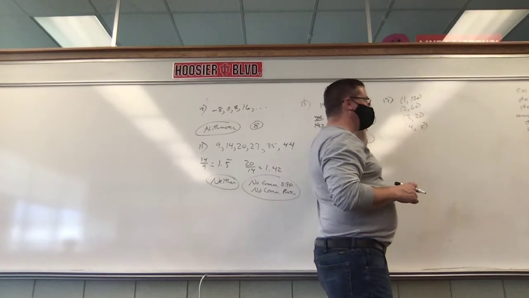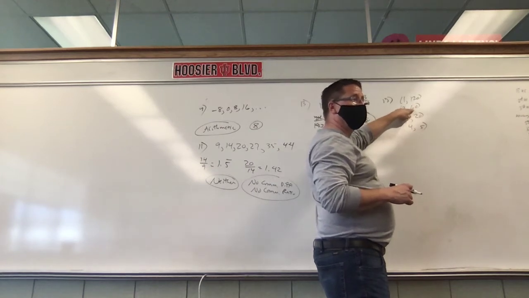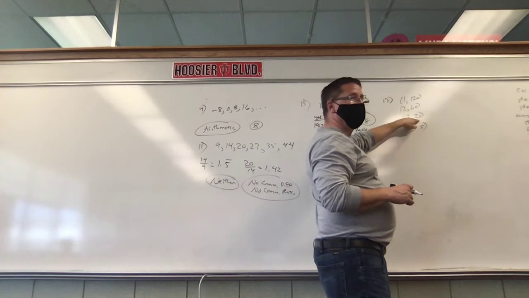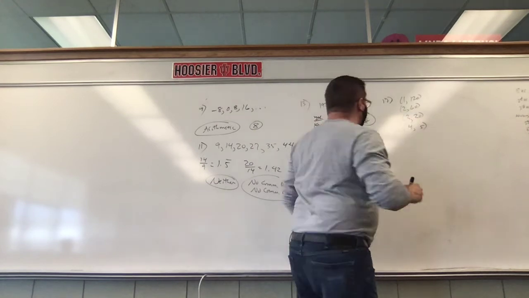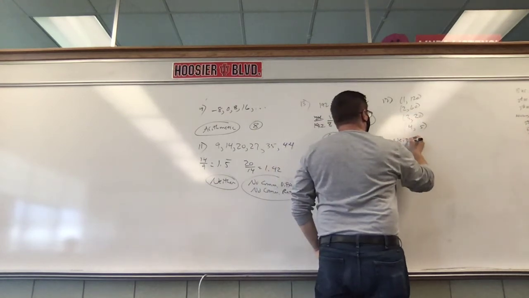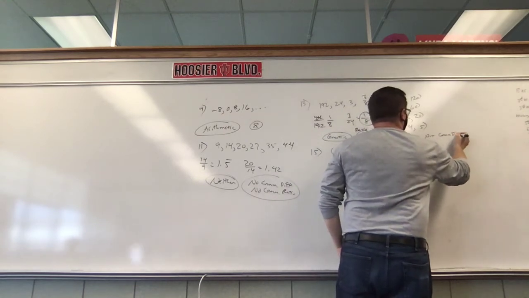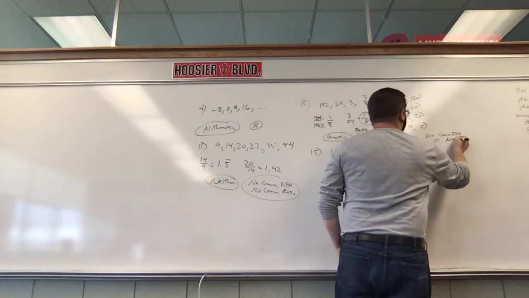Is it geometric? How do you go from 120 to 60? Divide by 2. So divide this by 2, what should the next number be? 30. Is it? No, it's 20. So which is it? Arithmetic or geometric? Neither. It's neither, because there's not a common difference or ratio. It has neither one.